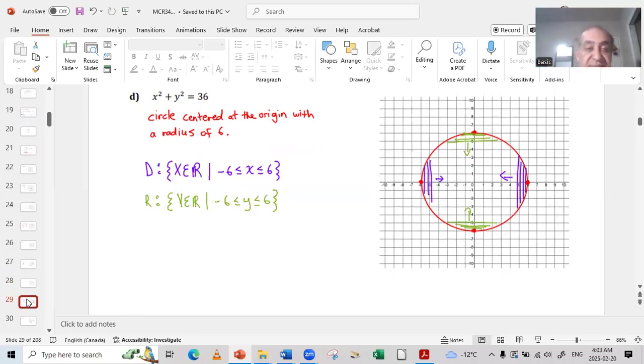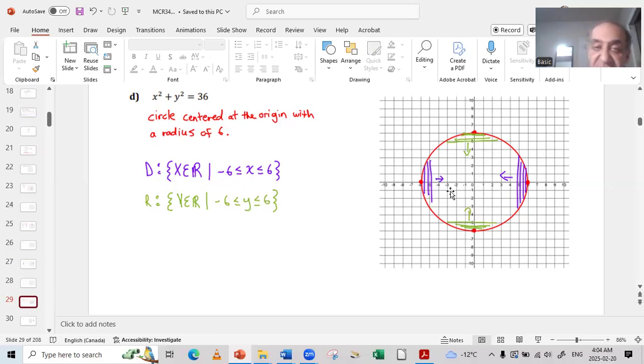In this solution, like you see here, we are between -6 and +6. So the domain is between -6 and +6, because x is limited between those two areas. How about y? Y is also the same thing. Y is between -6 and 6. So these are the domain and range of this.